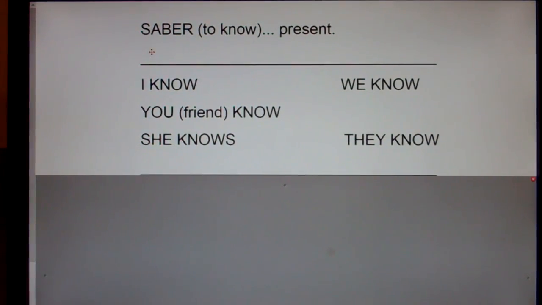Also, I know how to use a saber. Sabers are those curved swords they have in the Middle East, like in Aladdin. So, saber means to know facts. I know for a fact that saber-toothed tigers are extinct, and it also means to know how to.